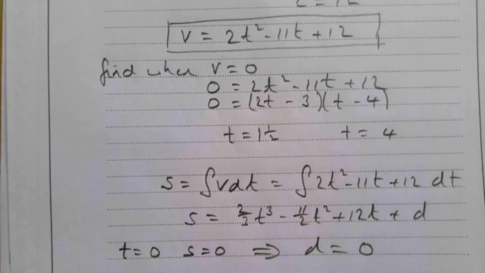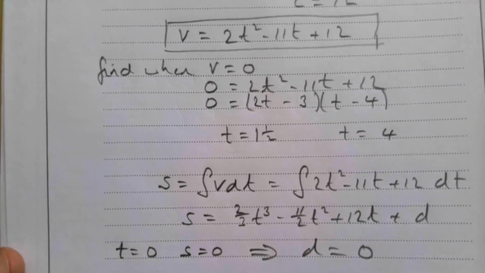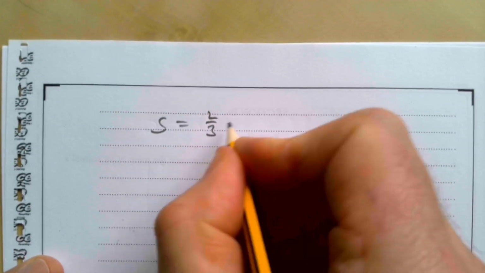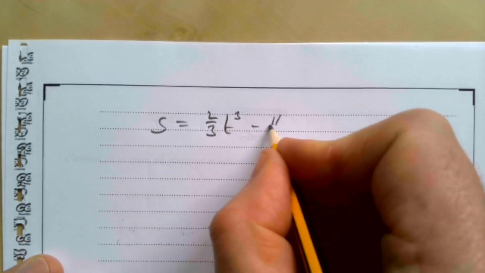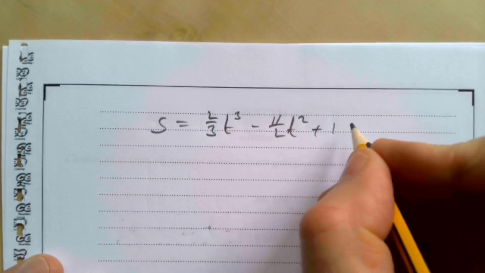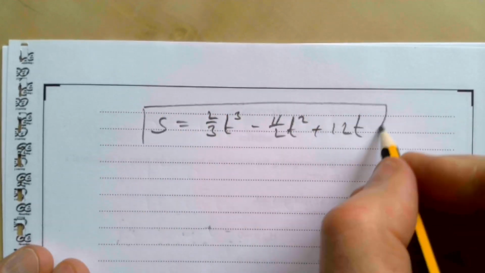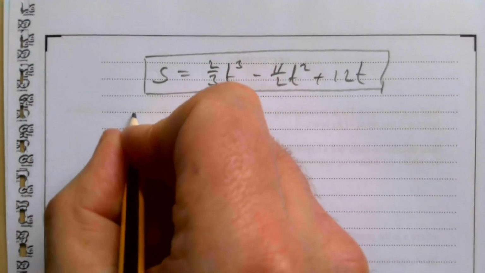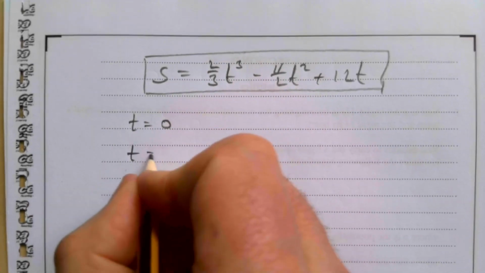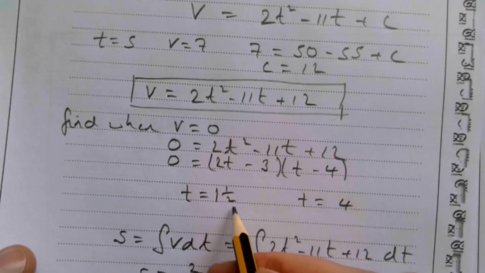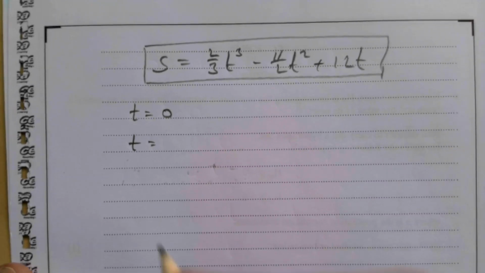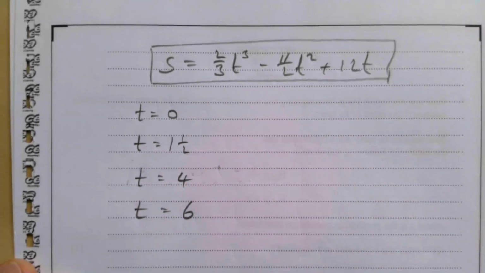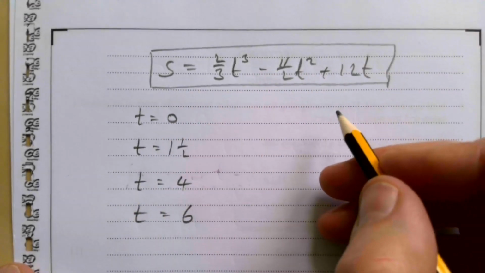So taking that forward then to the next page, our c is 0, and we have our formula then for s. That gives me s is 2/3 t cubed minus 11 over 2 t squared plus 12t, and that's my formula then for displacement at any stage. Now we need to work out where this thing is at 0, at 1.5 or 3/2, at 4, and at 6.